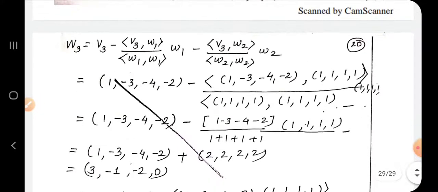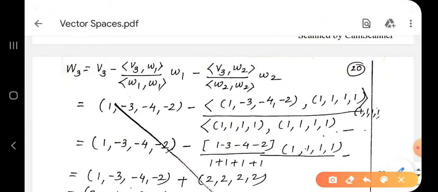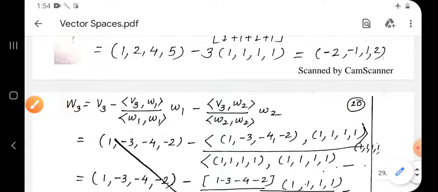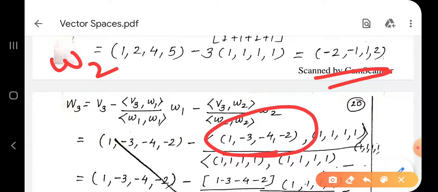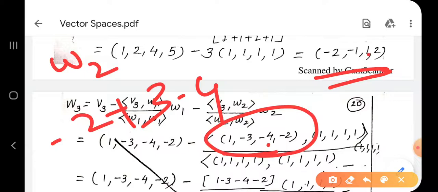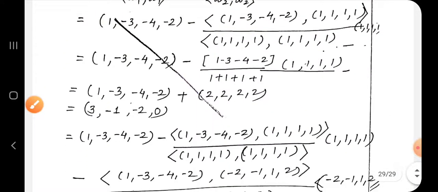Now in a similar way find <V3, W2>. W2 means just the one we found. What is that W2? The value of W2 is 2 minus 1 1 1 2. So here use this one: V3 1 minus 3 minus 4 minus 2 and this one. So I get here minus 2 plus 3 minus 4, the product of these two. Then minus 2 into minus 2 it is minus 4, and do your calculation. Understood it?